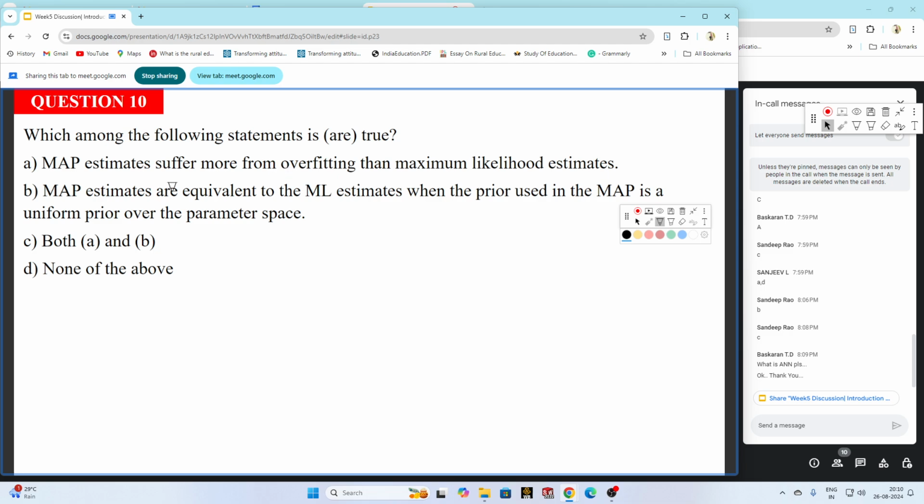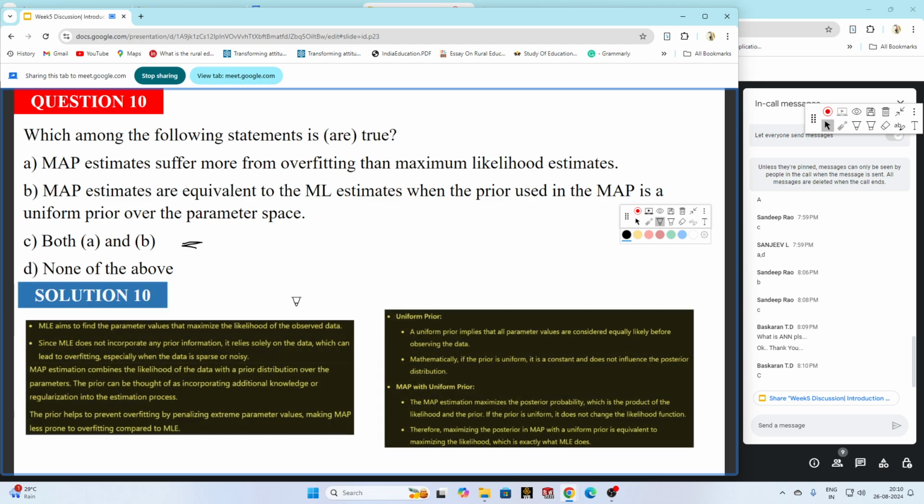Which among the following statements is true? A: MAP estimates suffer more from overfitting than maximum likelihood estimate. B: MAP estimates are equivalent to ML estimates when the prior used in the MAP is a uniform prior over the parameter space. Option C both A and B, and option D none of the above. So any guesses for this question? Someone is telling C, someone is telling B.